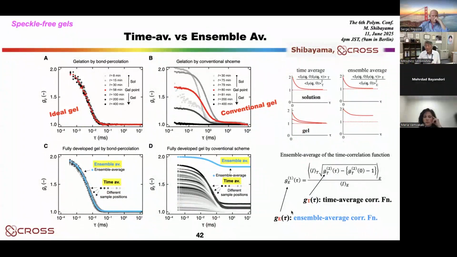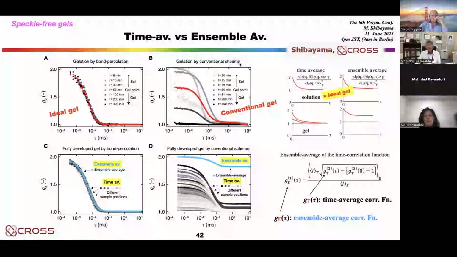So this is the equation for obtaining the ensemble average correlation function. Starting from the time average correlation function, we need to measure many points and then take the average. For the ideal gel, the correlation is the same from the solution state to the gel state. Remember the macromer solution and macromer gels. Even for the macromer, the ensemble average doesn't change at all. The time average and ensemble average are exactly the same for the ideal gel.